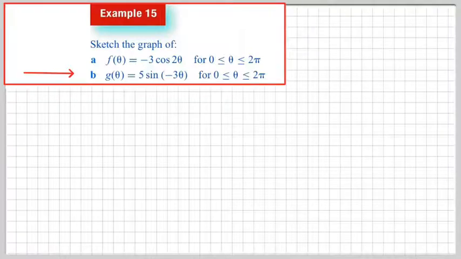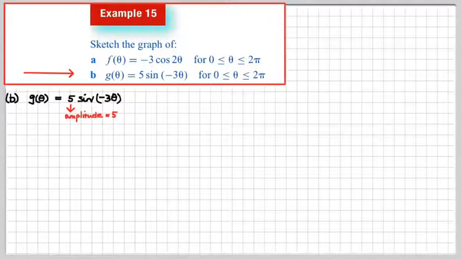What is this one telling us? Well, that's 5 sine of minus 3 theta, and that's going from 0 to 2 pi. So what have we got there? We'll write it out. Now, let's just summarise what we did to it to get these transformations.